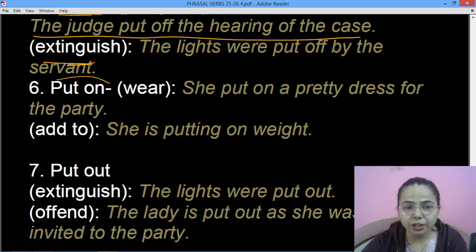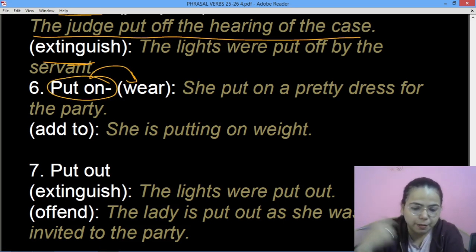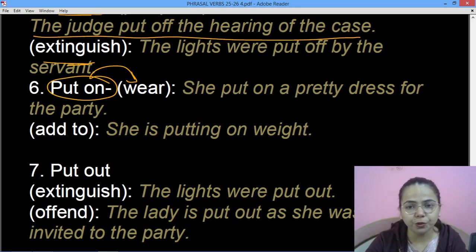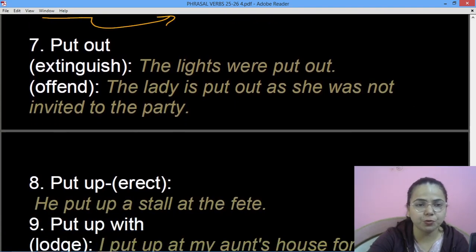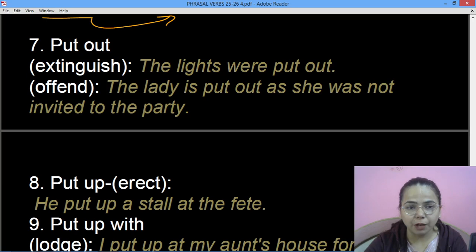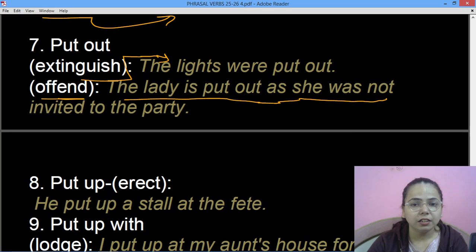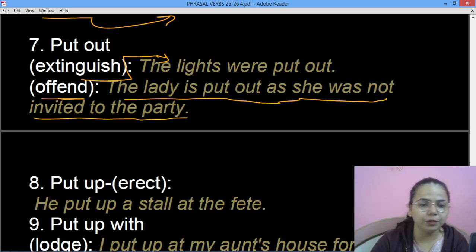ठीक. Put on means to wear something. जब आप कुछ पहनते हो तो, she put on a pretty dress for the party. Add to, she is putting on weight. ठीक, ये तो बहुत usually हम इसको use भी करते हैं. Then put out means to extinguish. The lights were put out. Offend, the lady is put out to see, put out as she was not invited to the party.